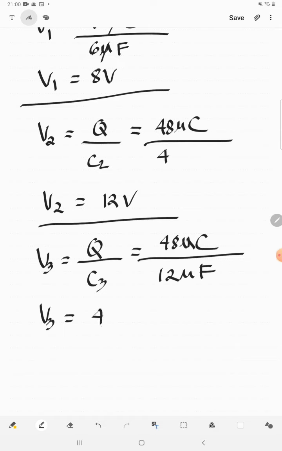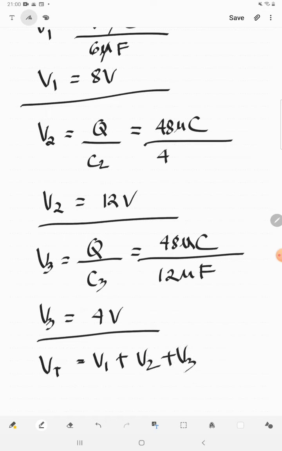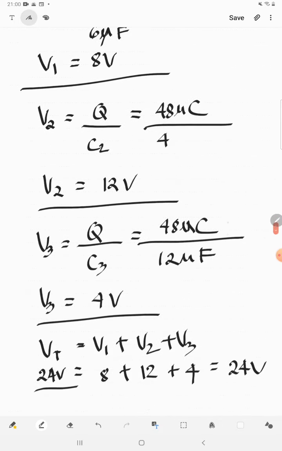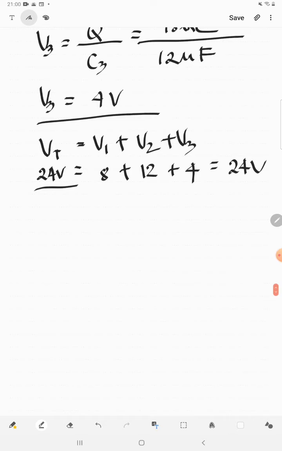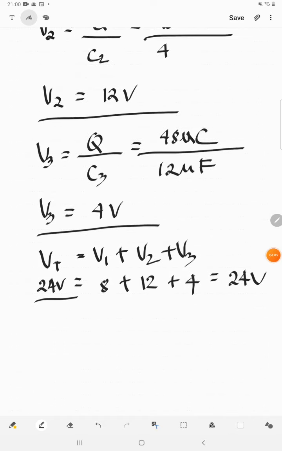So our V3 is equal to 4 volts. You will see that when we add, V total is equal to V sub 1 plus V sub 2 plus V sub 3. So 8 plus 12 plus 4 is equal to 24 volts. So that's how we find the voltages for capacitors in series.